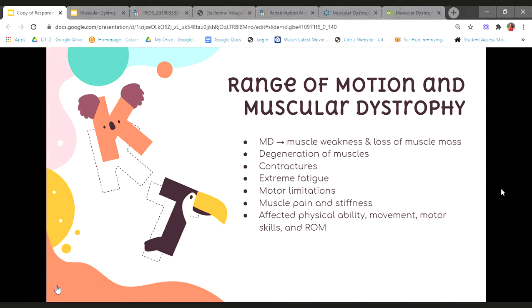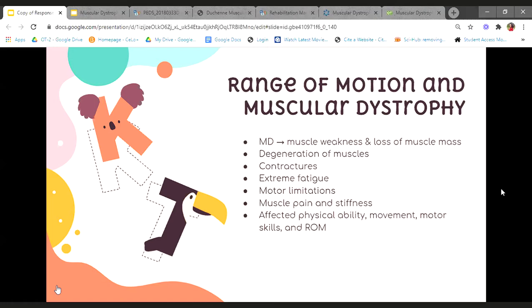Okay, so we learned that muscular dystrophy is a group of diseases that cause progressive weakness and loss of muscle mass. It is marked by degeneration of our skeletal or voluntary muscles, and these muscles control our movement. Individuals with muscular dystrophy usually exhibit contractures because of shortened muscles in the joints. And then, due to abnormal and sometimes painful positioning of the joints, they may experience extreme fatigue, weakness, and motor limitations, like fine motor limitations, and their mobility is also affected.